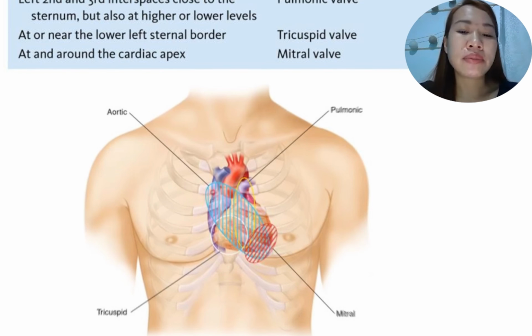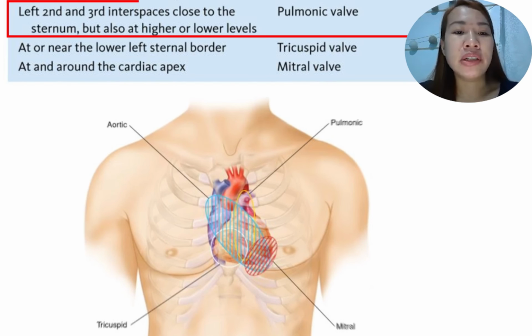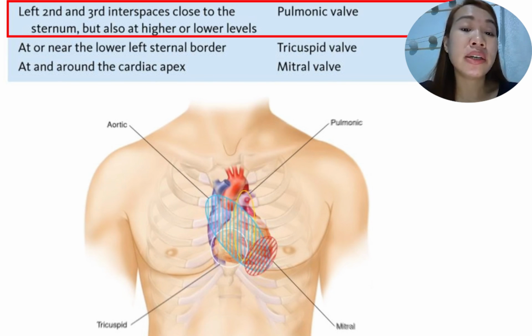The pulmonic valve, on the other hand, is located on the second or third interspace, but on the left side, and it is closer to the sternum as compared to the aortic valve. The yellow oblong structure here represents what other parts of the chest the sound of the pulmonic valve may be heard.